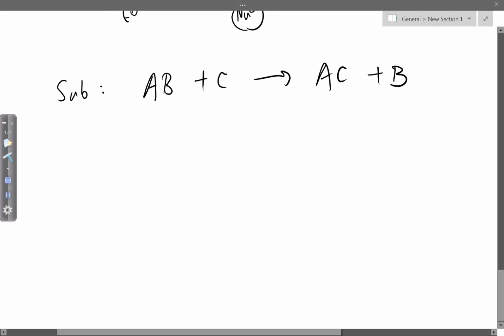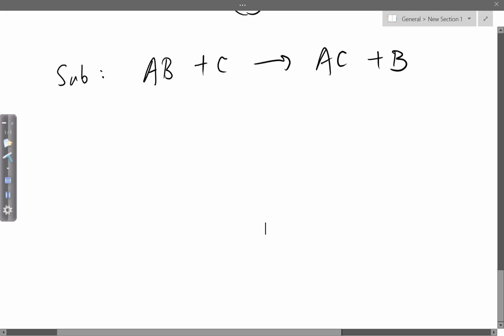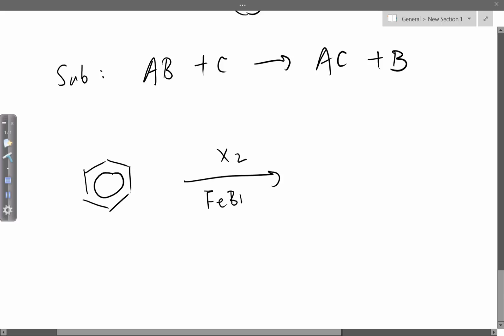So this is a substitution. Same thing, you can have your electrophilic substitution. For this, you will encounter it in your arenes, right? Whereby you have a ring, and you can add species known as FeBr3. Let me write the equation first.